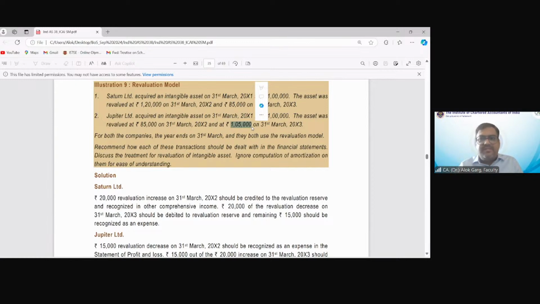5,000 revaluation surplus needs to be credited, and intangible asset has to be debited by 20,000, right? So this is the accounting entry. This is the treatment which is there in the question.